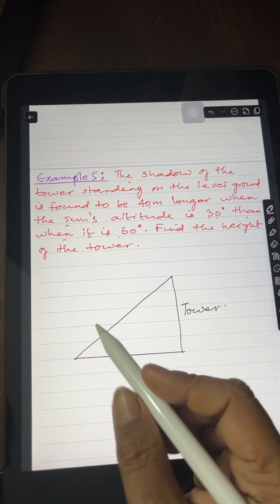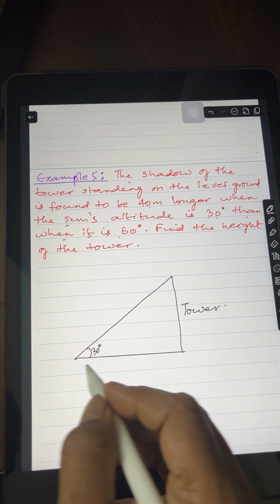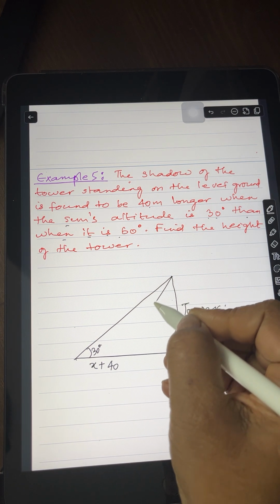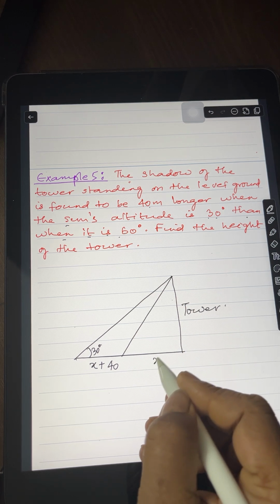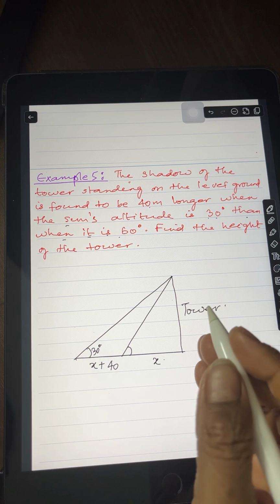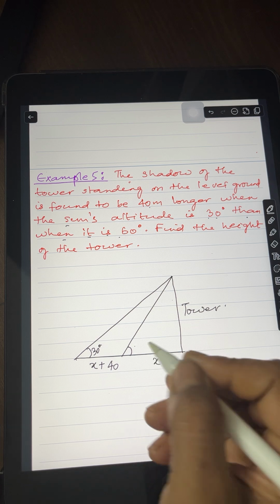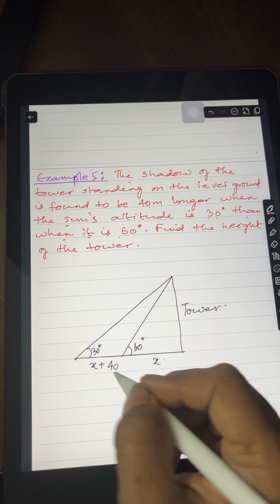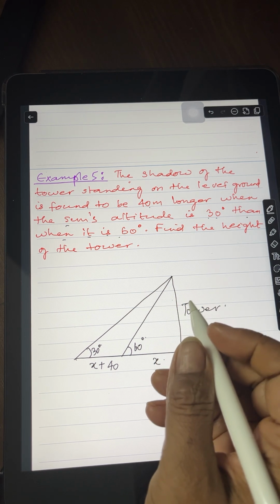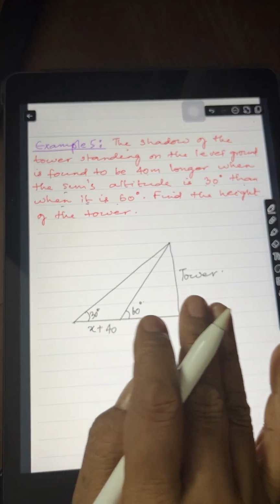So when it is 30 degree, it is x plus 40. Now when it is 60, it is only x. When it becomes 30 degree, it is 40-meter longer than the previous one. Okay, understood? So the diagram you will have to do it like this. The diagram won't be given, you will have to draw the diagram.